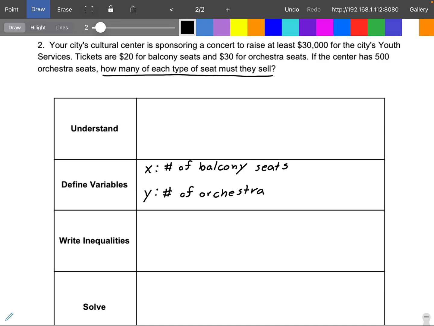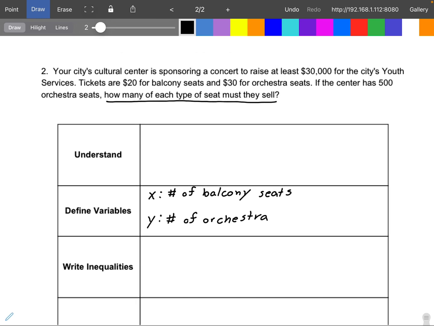Now remember, we are not setting up equations, we're setting up inequalities. And we know that because we see at least, which means it can be that or more. So let's talk about how this is going to happen. Well, we know that balcony seats are $20 each. We know that orchestra seats, oops, forgot my R, are $30 each.